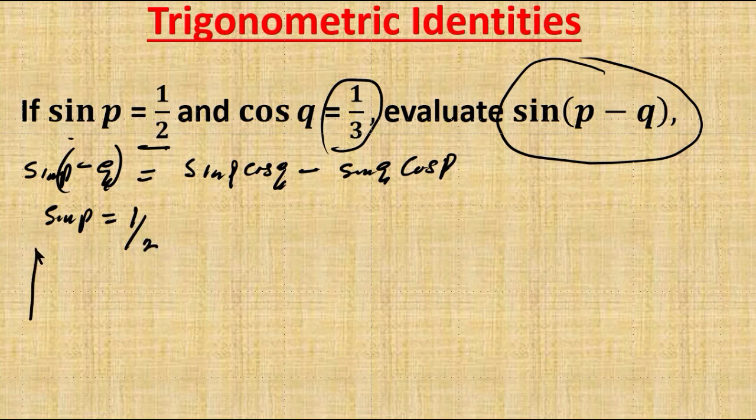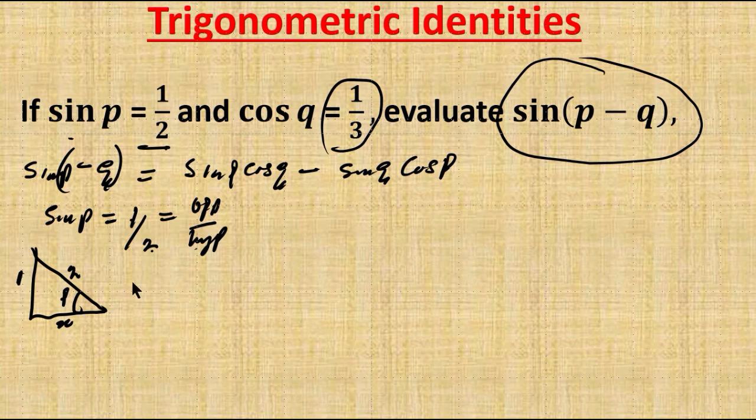Now from our basic right angle triangle, if I have my right angle triangle here and this is my angle p, if sine p is equal to half, that means if I have 1 here, which is the opposite, I'll have 2 as the hypotenuse, because sine is the same thing as opposite over hypotenuse. So if my opposite is 1, definitely my hypotenuse is equivalent to 2. Then I can find out the third side here.